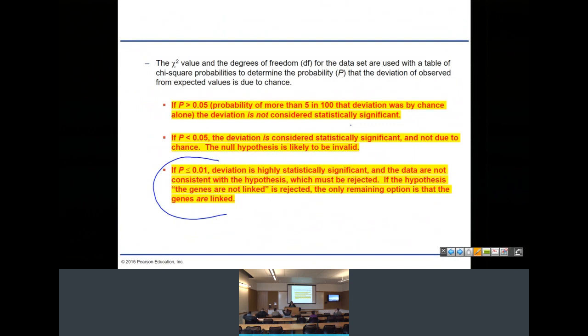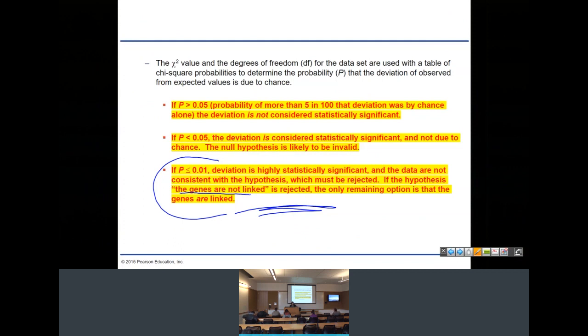But you could look it up, and then you would like to have a significant difference between observed and expected. That's 1% or less. That means that the hypothesis that the genes are not linked, or that the genes sort independently, is rejected, which means that the genes are linked and you can move forward. But if there is not a significant difference, you have to stop and say, I'm sorry, I cannot map genes A, B, and C because they sort independently. They're not on the same chromosome.